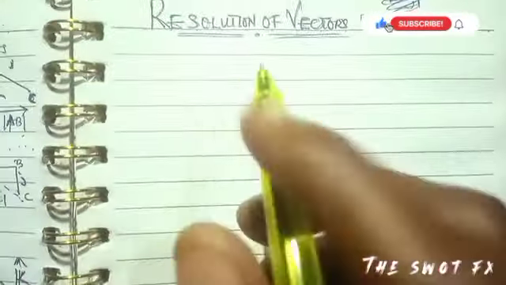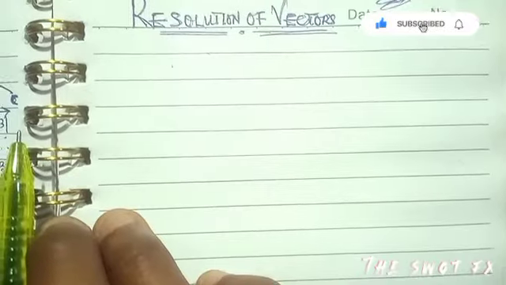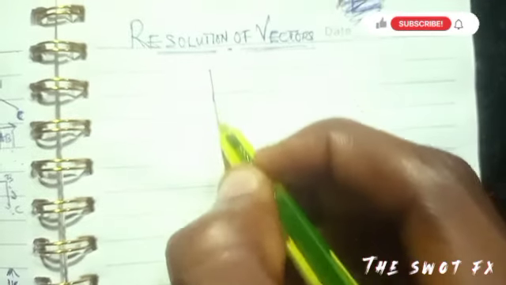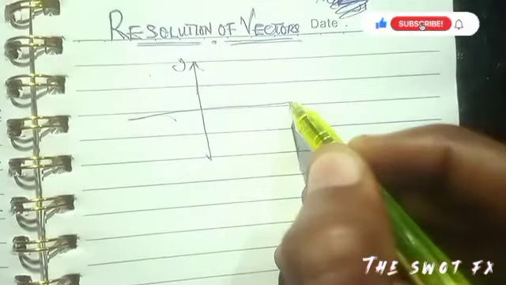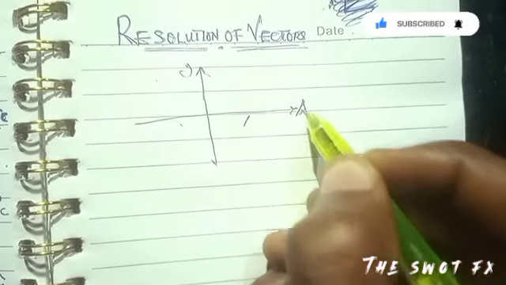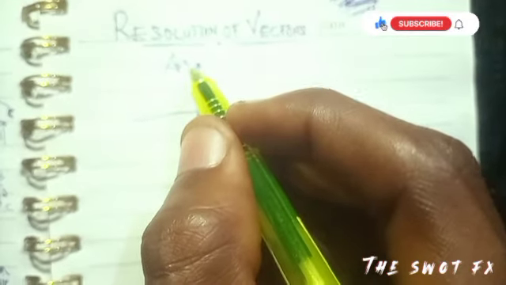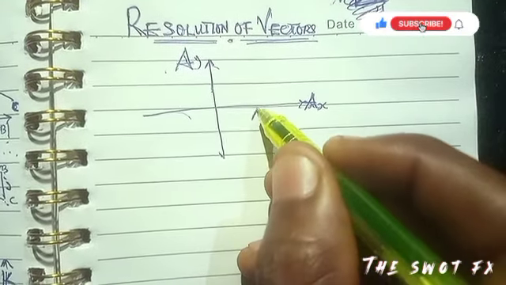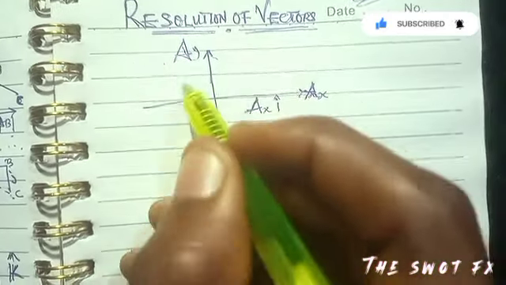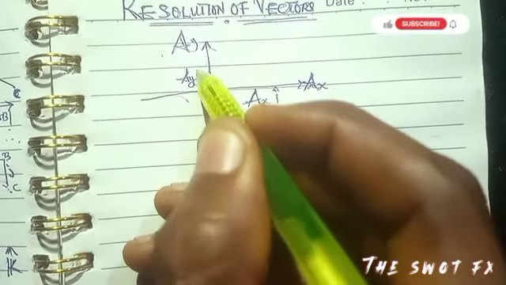But that's not what we are going to now. What we are going to now is resolution of vectors. Resolution of vectors is between two or more vectors. Now we'll be looking at a diagram, a graph in this form. This is the y-axis and this is the x-axis. Here we have ax and ay. So here we have our x, then i, then we have our y, then j.